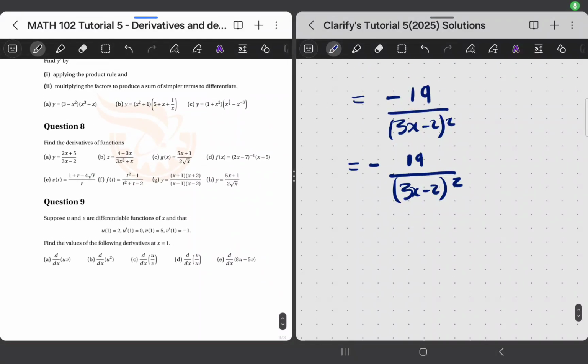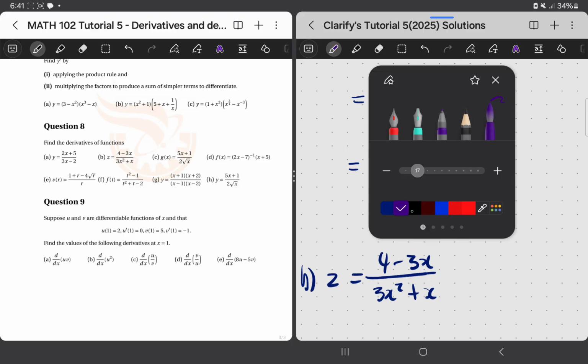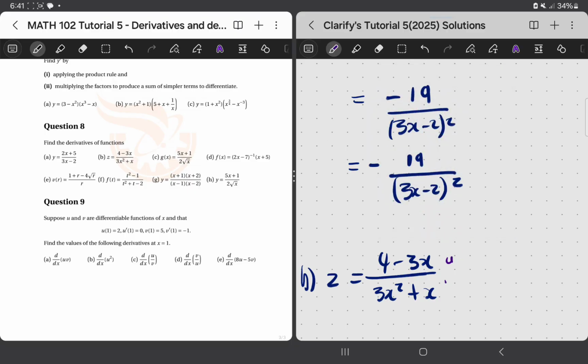Part B, we have Z equal to (4 minus 3x) all over (3x squared plus x). These things are dividing, so we have to use the quotient rule. We know that in the quotient rule we have a U over a V. This is high, then this is low. We put this with the pen, okay?